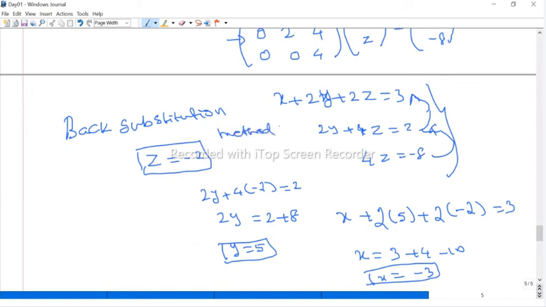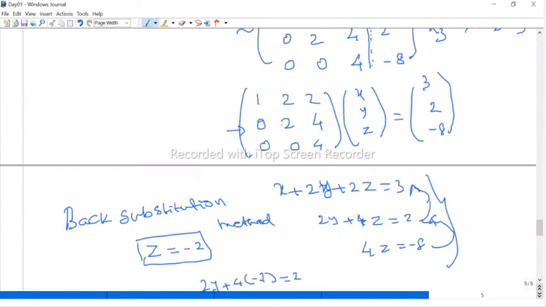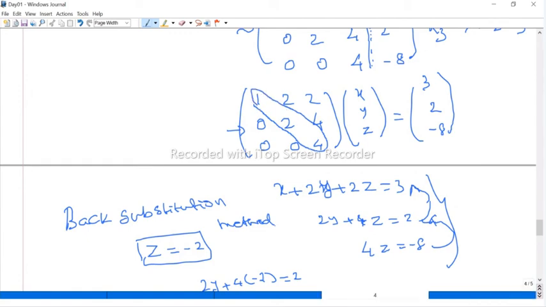So what we are doing here is getting an upper triangular matrix, where below the diagonal the entries are 0. We use the back substitution method. Sometimes the entries above the diagonal may be 0, and then we use the forward substitution method. So these are the basic things.